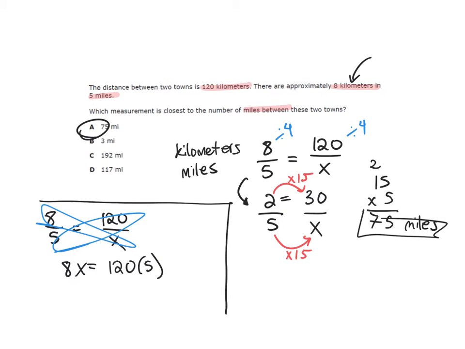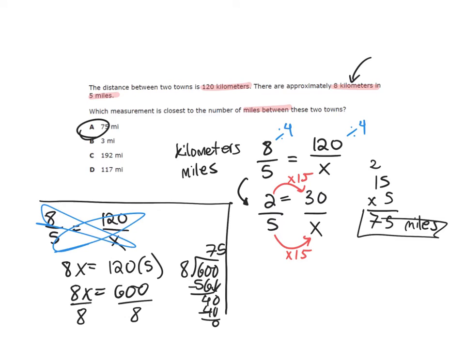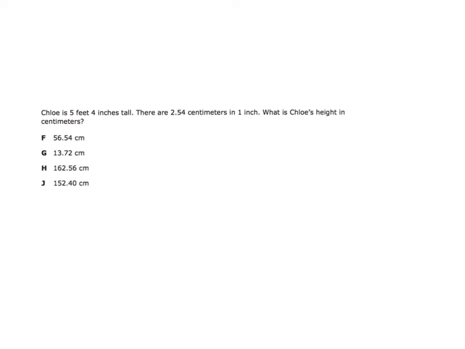Let's see, using cross multiplication, I would have written this equation. That gives me 8x equals 600. Divide both sides by 8. Yup, same answer. Whichever method you prefer, you're going to get 75 miles. Let's look at another example.